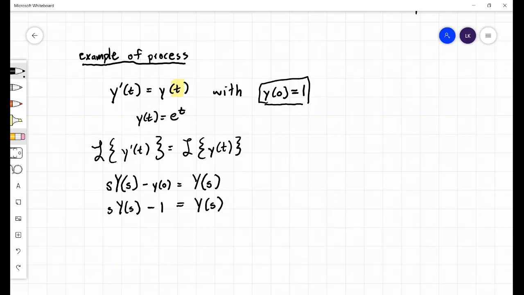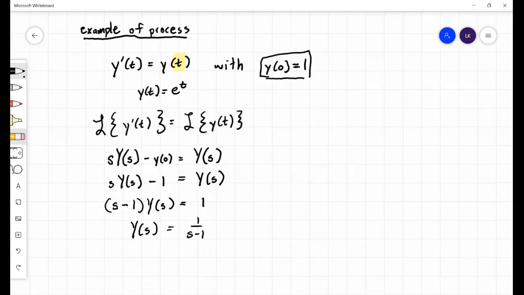So you see how this is just algebra now if you wanted to solve for Y of s. So bring all the terms that have a Y in them to the left of the equation. That allows you to factor out the Y of s. Bring anything else to the right hand side. So now we can divide by s minus 1. So now we have the solution in the domain S.